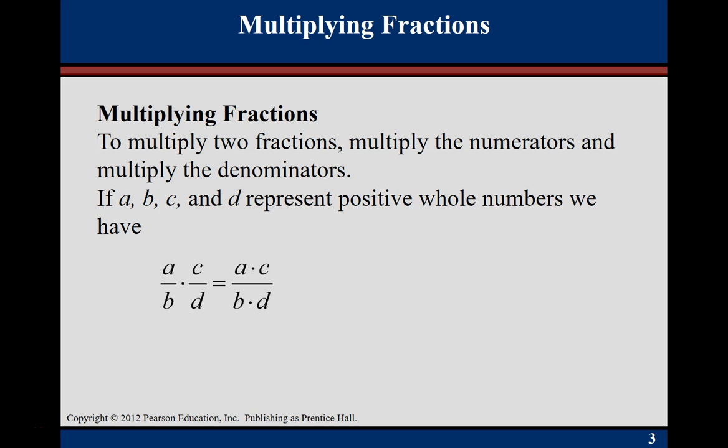To multiply fractions, you would multiply the numerators together to find the new numerator, and multiply the denominators together to find the whole new denominator. So if a over b times c over d, you would just say a times c to find your new numerator, and b times d to find the new denominator.